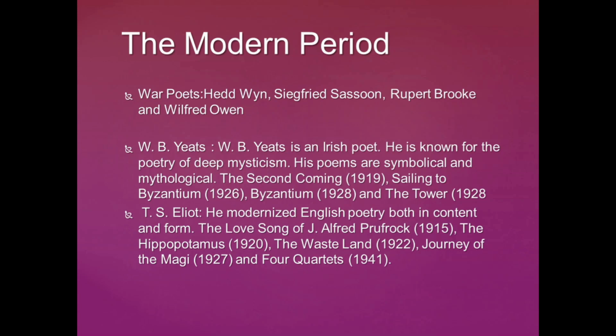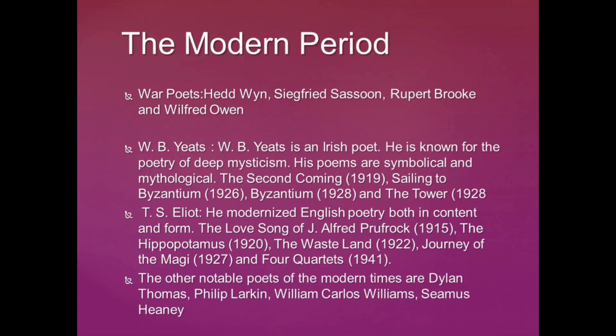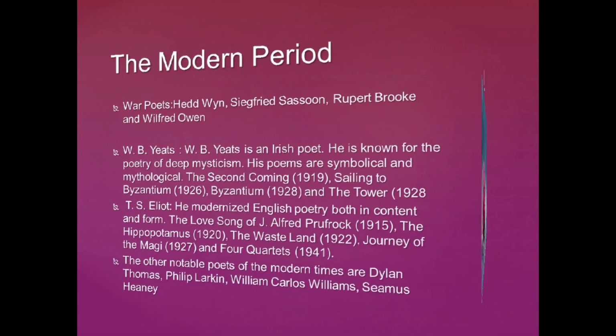The Love Song of J. Alfred Prufrock, published in 1915, The Waste Land, published in 1922, The Journey of the Magi, and The Four Quartets, published in 1941, are his masterpieces. Eliot and Yeats are typical modern poets, of whom T.S. Eliot is a literary dictator of the modern poetry. The other notable poets of the modern times are Dylan Thomas, Philip Larkin, William Carlos Williams, Seamus Heaney, and others.